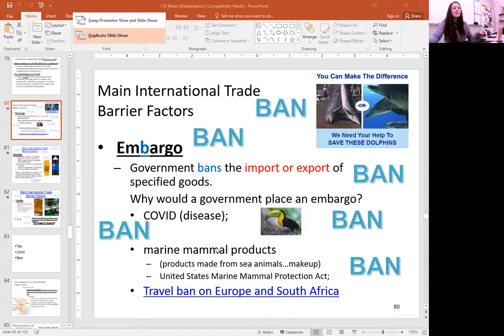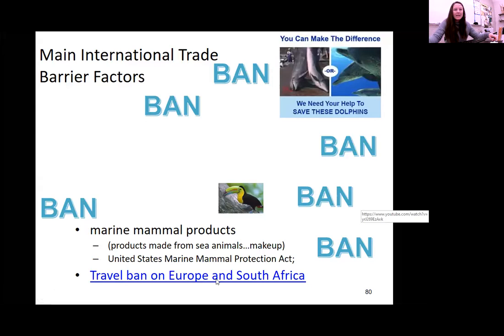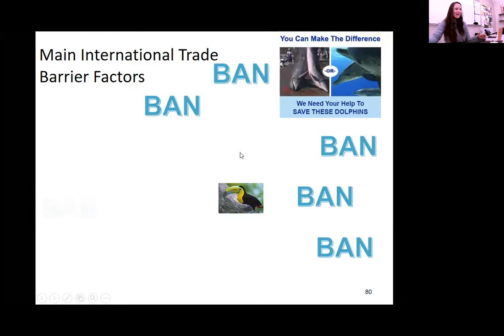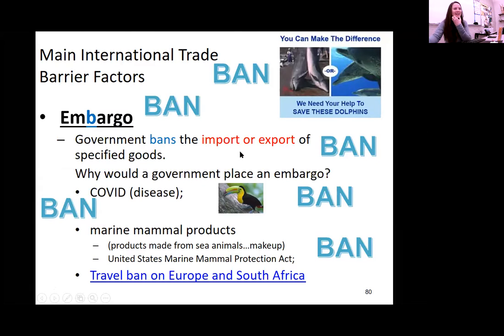So this first one is a ban. Think about if you're banned from a club, you're not allowed to come in. Another name for a ban is an embargo. I highlighted the B in embargo because ban starts with a B and embargo has a B in it. An embargo is when a government will not allow certain products into their country.